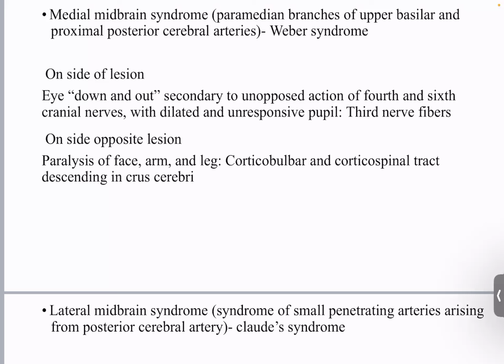On the opposite side, there is paralysis of the face, arms, and legs due to corticobulbar and corticospinal tracts descending in the crus cerebri.